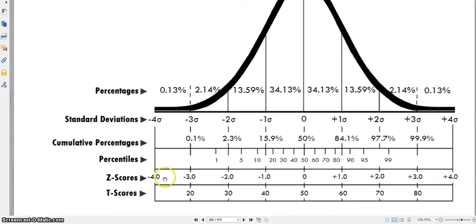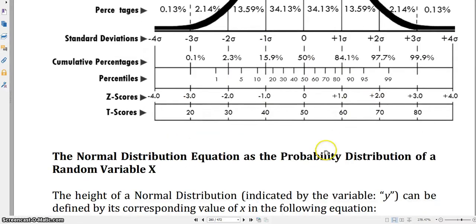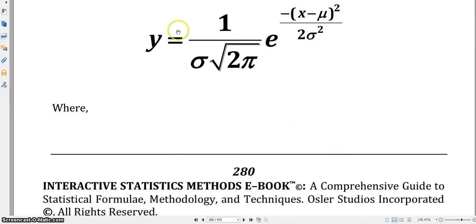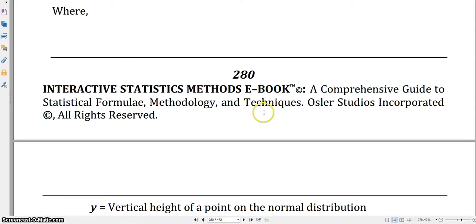So here we're able to see where our z-scores and t-scores are, and more on that a little bit later when you start to actually score tests. There, once again, our f of x is, of course, y, and there is our Gaussian curve equation, which creates our normal curve.